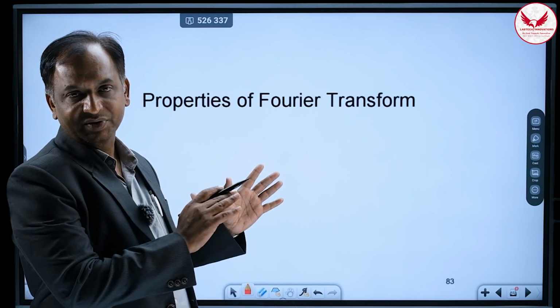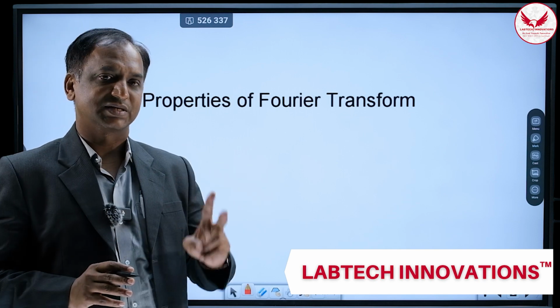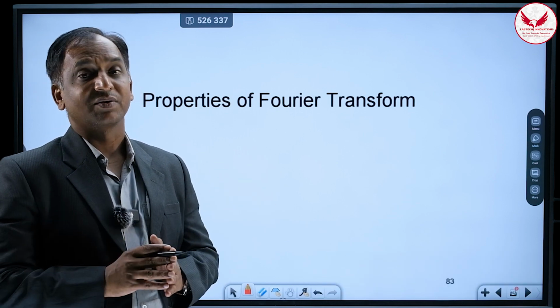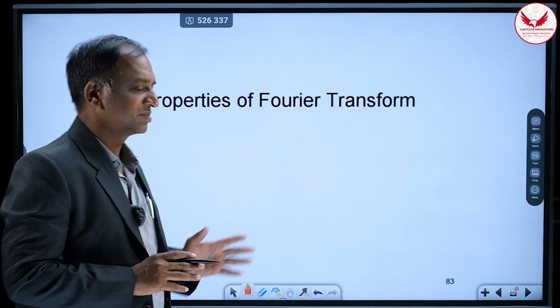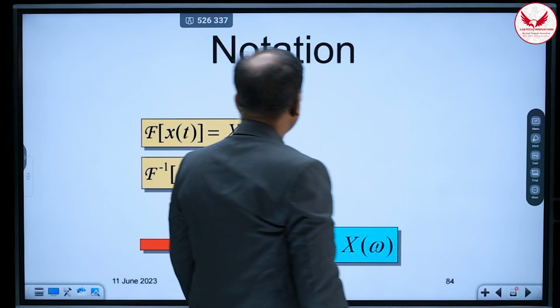So till now, whatever we have seen, only two things are very important. Now we are going to discuss the properties of the Fourier transform. Mostly the properties of the Fourier and the Laplace transforms are the same.